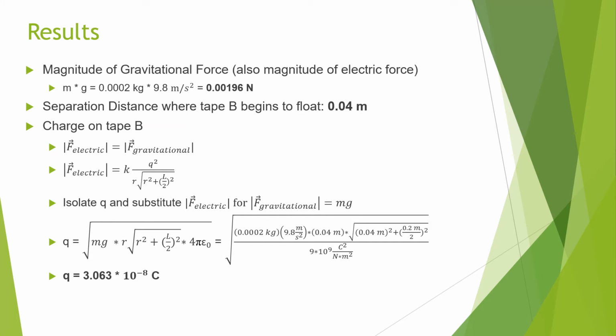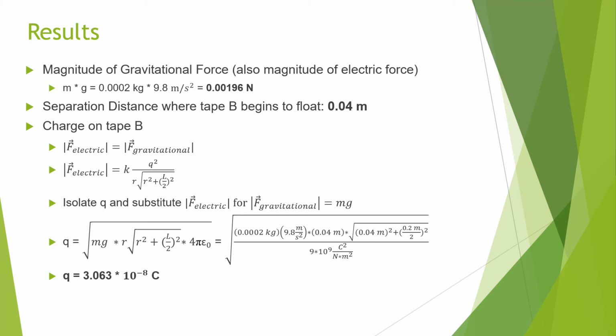And now on to the results of the experiment. Using the information from the previous lab, we know that the gravitational force and electric force are equal but opposite to each other as the tape is floating and experiences no acceleration, thus no net force. And so the magnitude of the gravitational force and also the electric force is 0.00196 newtons.